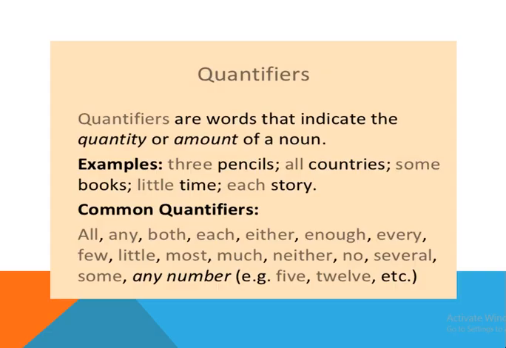Next comes the quantifiers. Quantifiers are words that indicate the quantity or amount of a noun. For example, three pencils, all countries, some books, little time. Like these, means which indicate the quantity or amount or number of a noun.